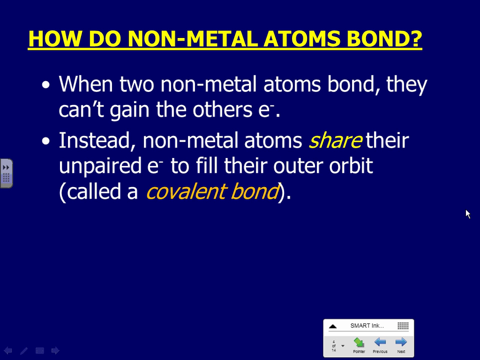When two nonmetal atoms bond, they cannot gain the other's electrons because they're both gainers, right? Remember, nonmetals are gainers. They're going to gain to fill their outer shell. They're not going to gain because it's easier. They're not going to gain because it makes them happy. They gain because they have a really strong pull on electrons.